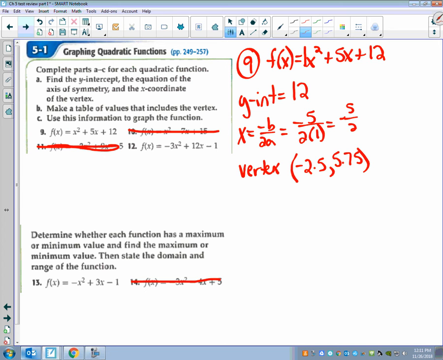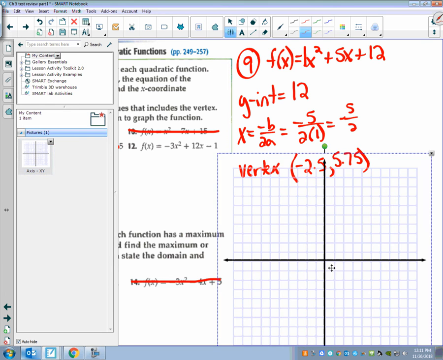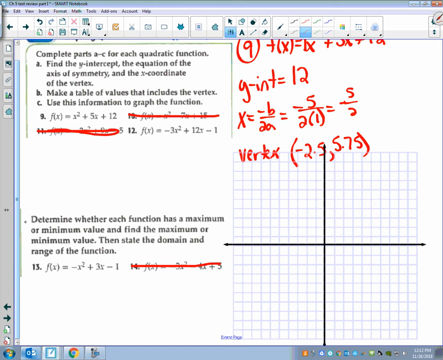And so if I'm going to graph this, I don't think I need an XY chart necessarily. You can make one if you want, but I'm going to show you this really quick. I'm going to do my vertex, which is negative 2.5, 5.75. So I'm going to say that's roughly about right there. Remember that the axis of symmetry is the line that cuts right down through there.